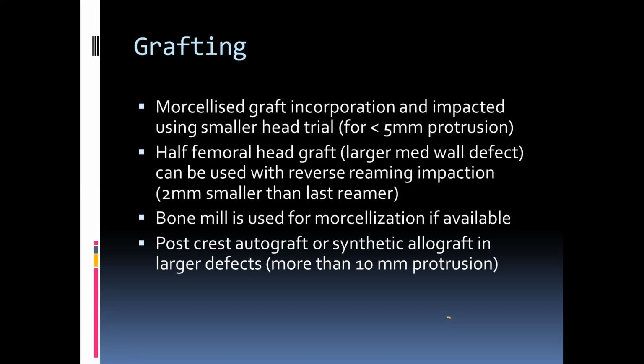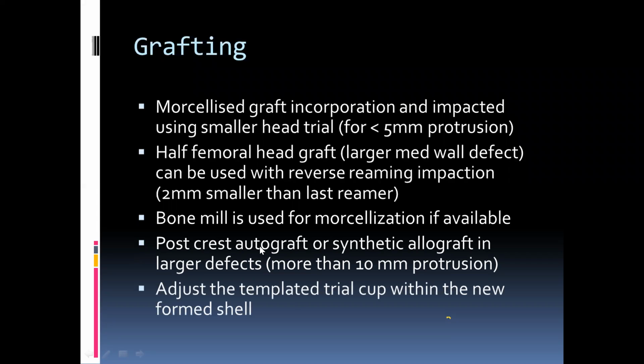From the reamed part of the acetabulum and the part of the head from inside, you can make a morselized graft by nibbler. If there is not enough, you can use either a posterior crest autograft or a synthetic allograft, especially with a larger defect, more than 10 millimeter in the protrusion, and adjust the templated trial cup with the newly formed shell. After you put the graft, then the templated trial, you put it inside your new shell.